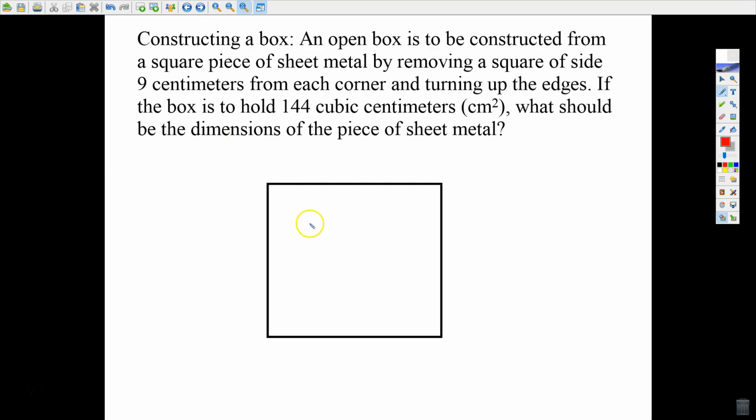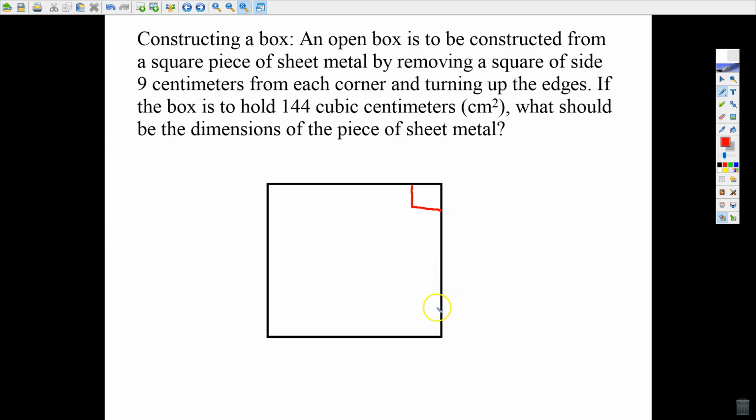Okay, here we have this constructing a box problem. We have an open box to be constructed from a piece of sheet metal. And it says we're going to construct this box by removing a square of side 9 centimeters from each corner. So let's just picture what that looks like.